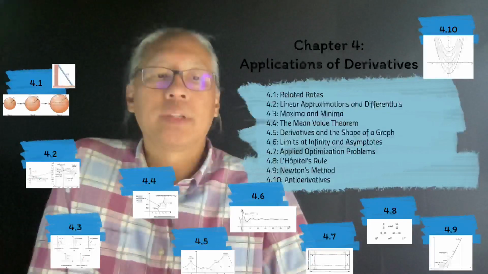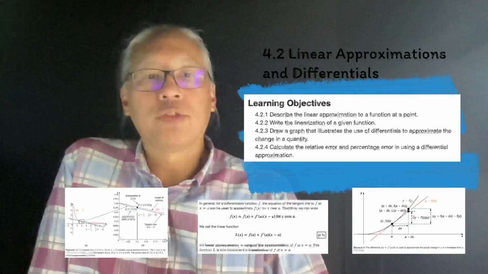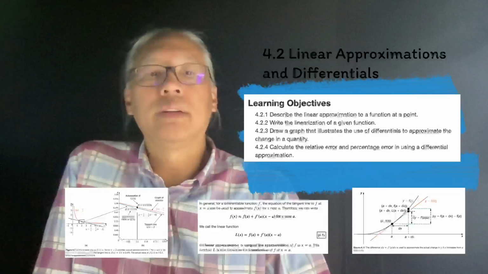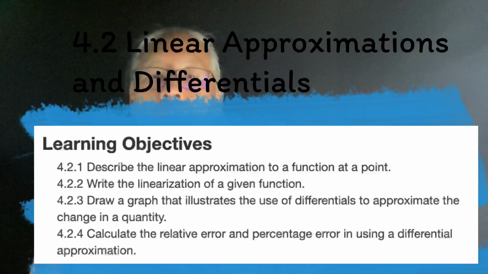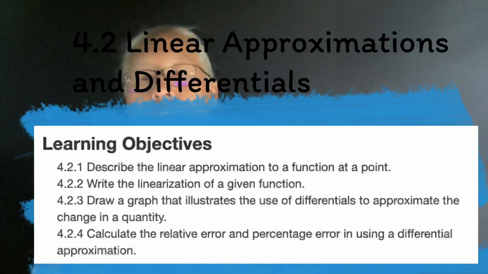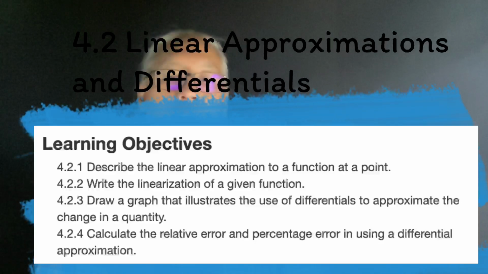In this video, we will take a quick overview of section 4.2. In section 4.2, we're going to study linear approximations and differentials. Namely, we're going to describe the linear approximation of a function at a particular point, write down the linearization of a given function, and then draw graphs that illustrate the use of differentials to approximate the change in some quantity. And then we're also going to take a look at finding the errors and percentage errors using differentials as our approximation.